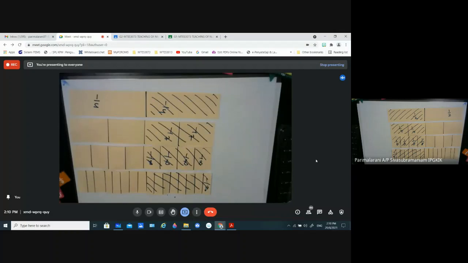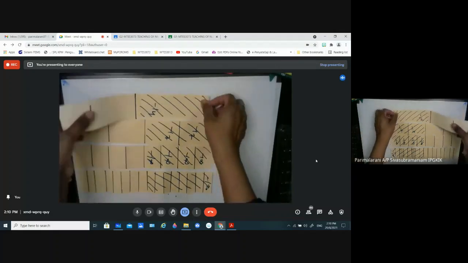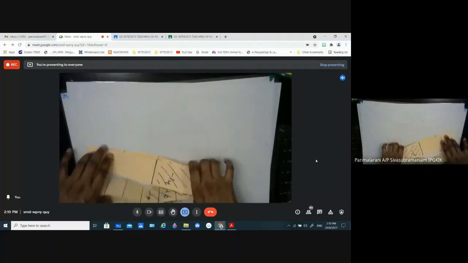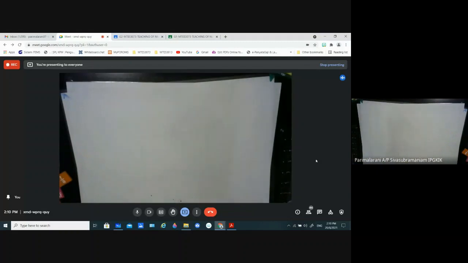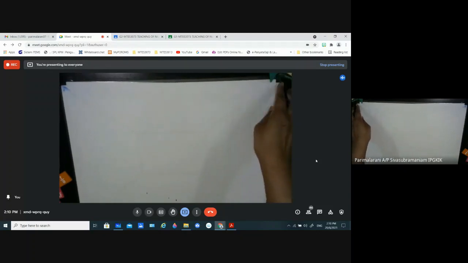Usually. So we have seen 2 different manipulatives to teach equivalent fractions. That is your fraction strips and fraction wall. You can call it fraction strips or paper folding method. So that is for equivalent fractions.